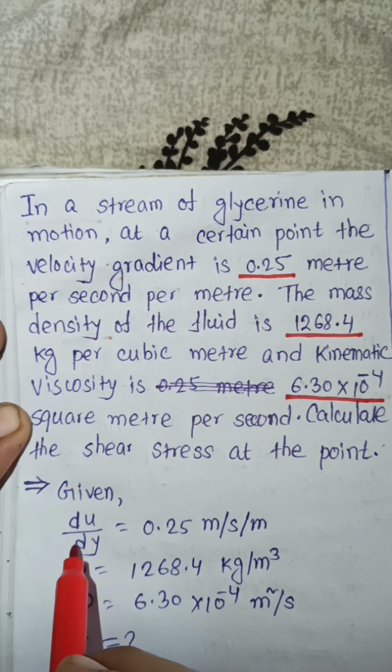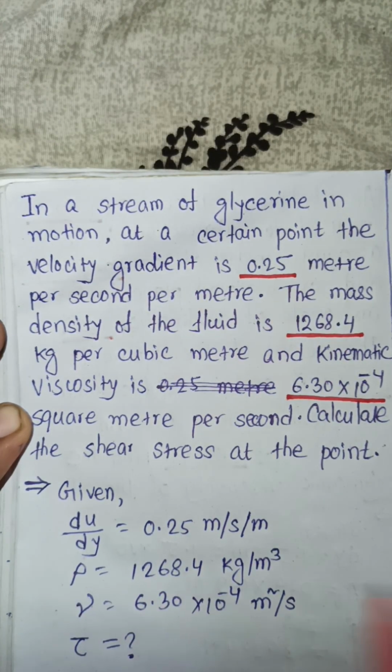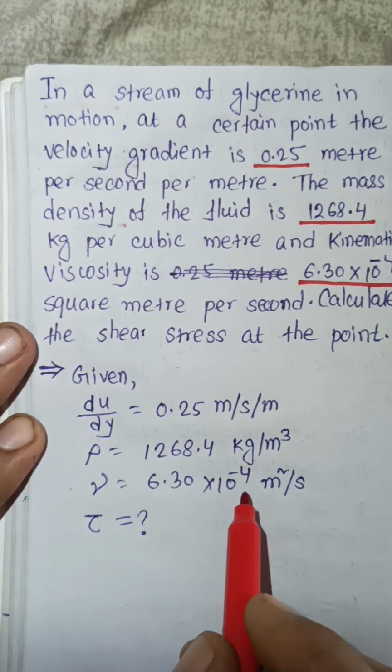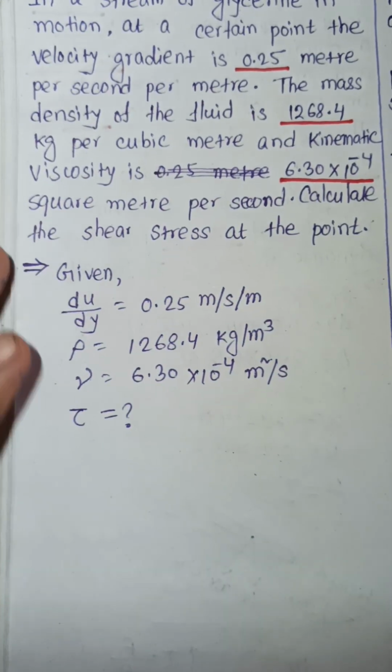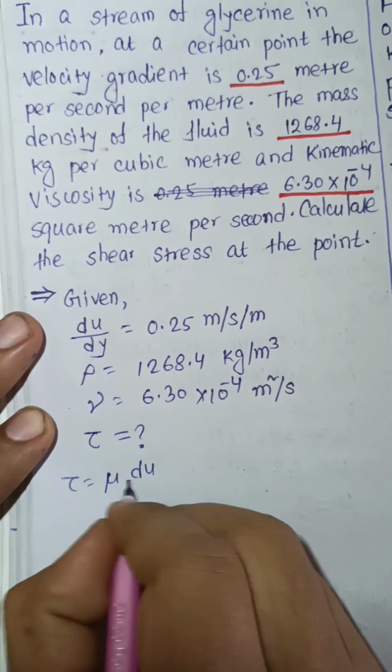So what is given in this question? du by dy is equal to 0.25 meter per second per meter, density is 1268.4 kg per meter cube, nu is equal to 6.30 × 10^-4 meter square per second. So you have to calculate the value of tau. What is the value of tau? We know that from Newton's law of viscosity, tau is equal to mu into du by dy.